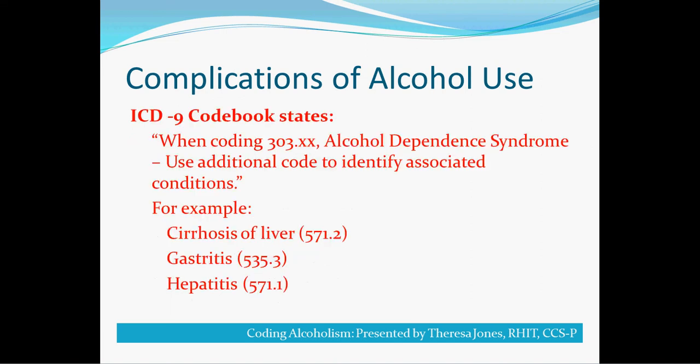The ICD 9 code book states that when coding from category 303, alcohol dependence syndrome, use an additional code to identify any associated conditions, for example, alcoholic psychosis, drug dependence, physical complications that may include pancreatitis, cirrhosis of the liver, gastritis, or hepatitis.